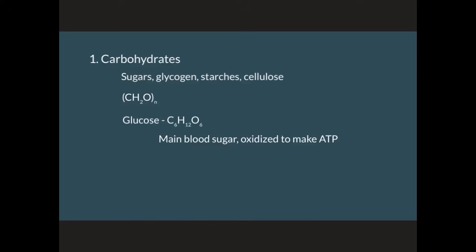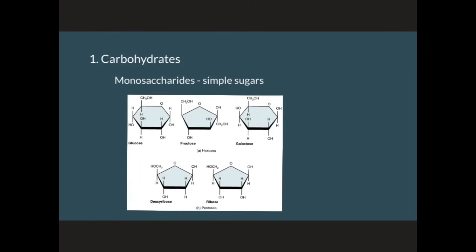There are 3 major groups of carbohydrates that are based on their size. These include monosaccharides, disaccharides, and polysaccharides. Monosaccharides include simple sugars such as glucose, fructose, and galactose, which are all isomers of one another. And then ribose and deoxyribose are monosaccharides that we find in DNA and RNA.